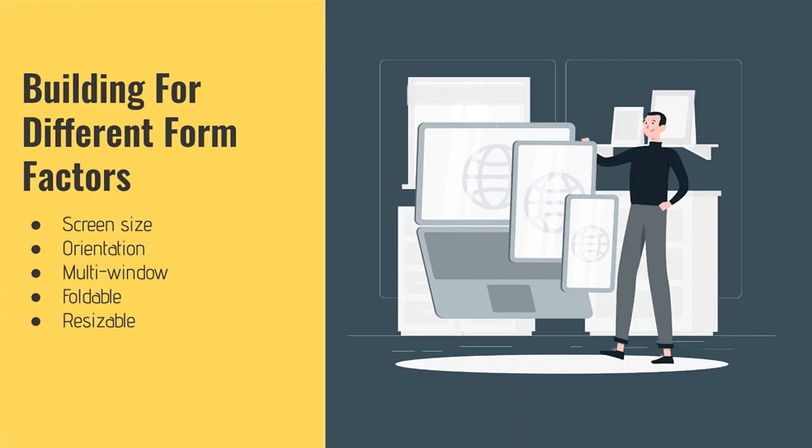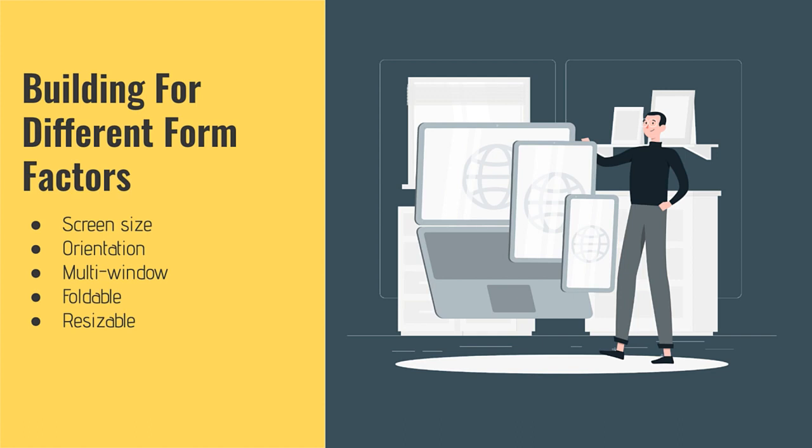Different form factors that we can account for are screen sizes. Like I said, are you using a small phone, a medium-sized phone, a large phone? Are you using a tablet? We can account for screen orientation. Are you in portrait mode? Is your user in landscape mode? Are they switching back and forth between the two regularly?